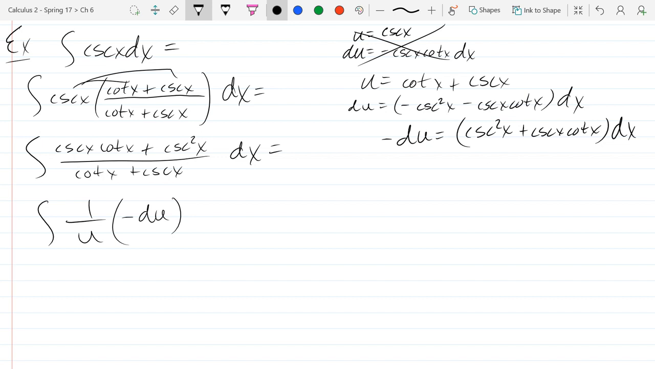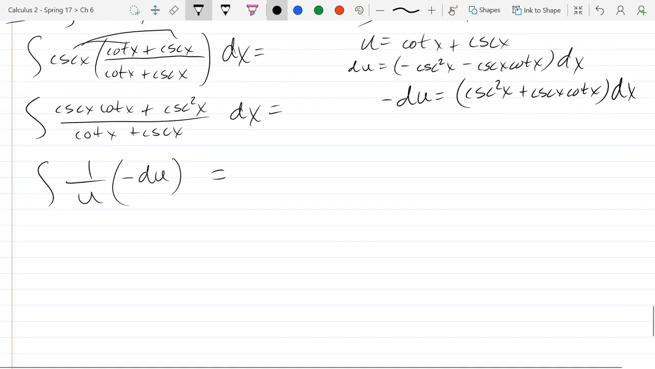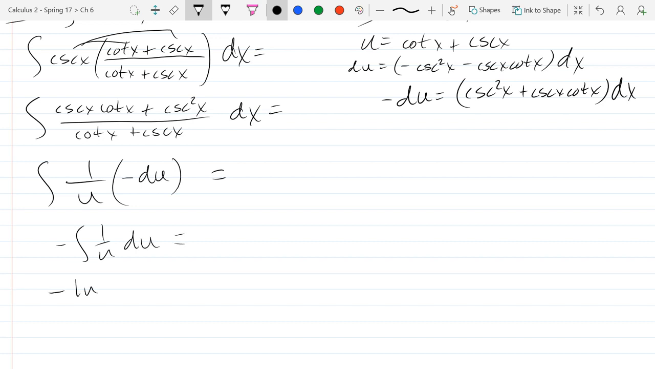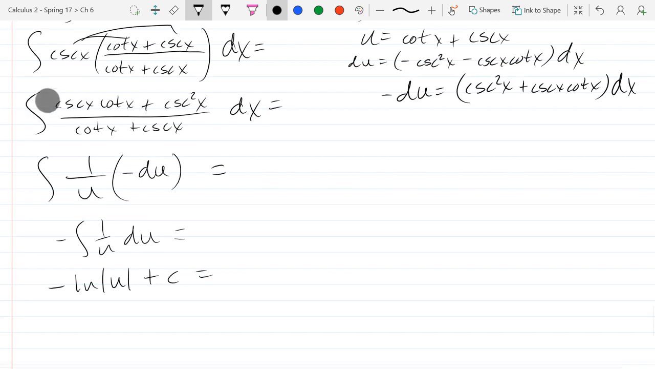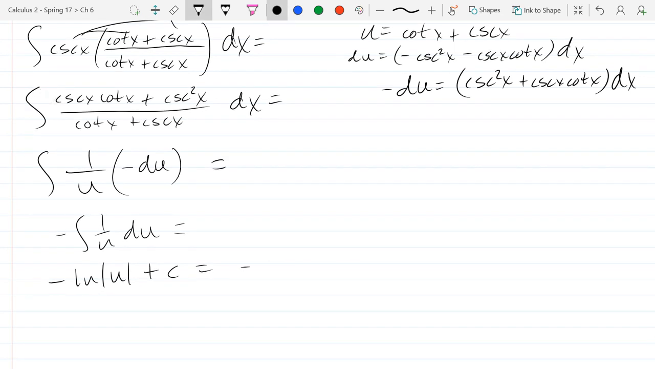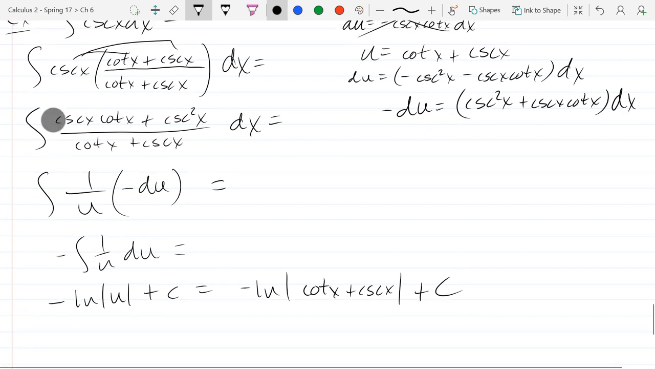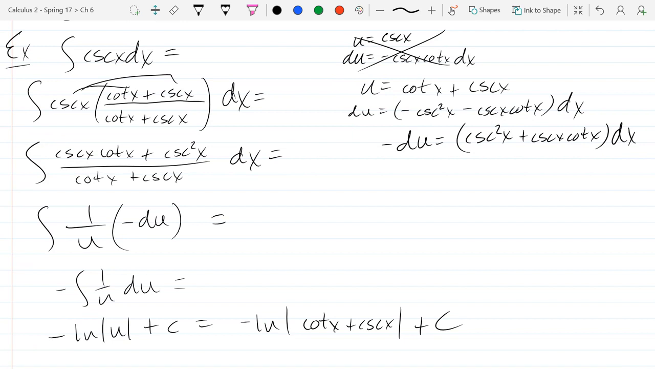Now if you don't use parentheses, it looks like you're subtracting, not multiplying by a -1. So make sure it's obvious what you're doing. So we have negative integral of 1 over u du, which is negative ln absolute value of u plus c, and then unsubstitute: u is cotangent plus cosecant. And there's our final antiderivative back in x's, and we'll summarize with u's.